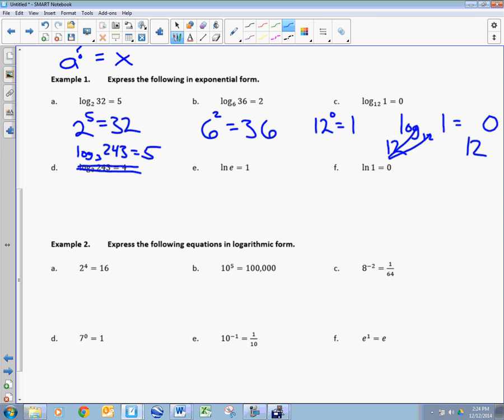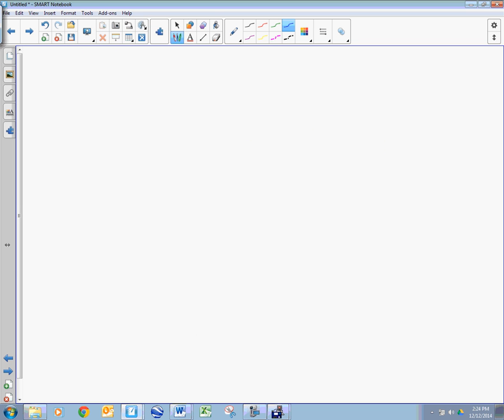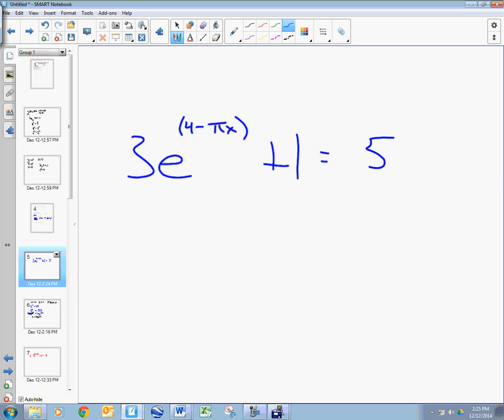That's why that works. You might wonder, why would we ever have to use that? Because we're not going to do problems like this forever. We're going to do a problem like this: 3e to the 4 minus pi x plus 1 is equal to 5. And you've got to be able to solve for x up in the exponent. In order to do that, we are going to have to do some of these inverse operations in equation solving. So we need to get a little familiar with that property. And as we go on, I think you'll have success with it.